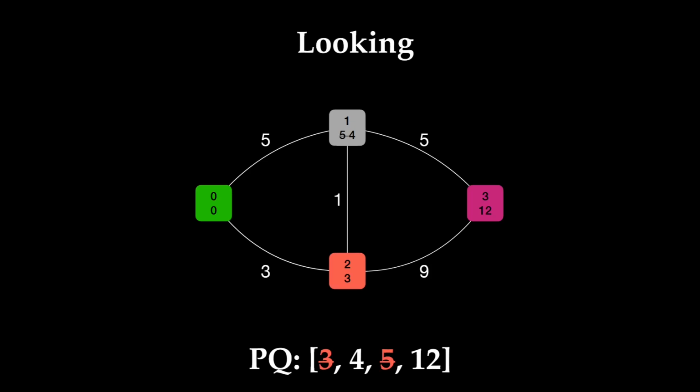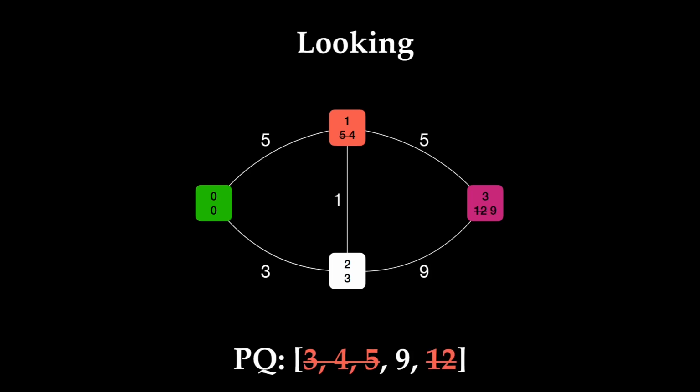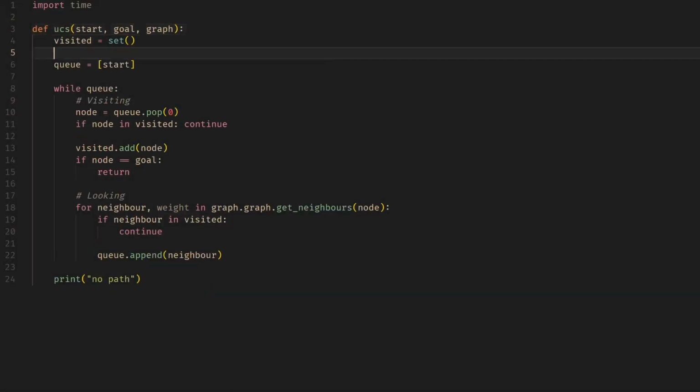Now when we look at our heap, 4 is the next best value, so we jump to node 1. And from node 1, when we look at node 3, our cost is 4 plus 5, or 9, which is less than 12. And finally we visit 9, which happens to be our goal state, meaning we can stop the algorithm here.